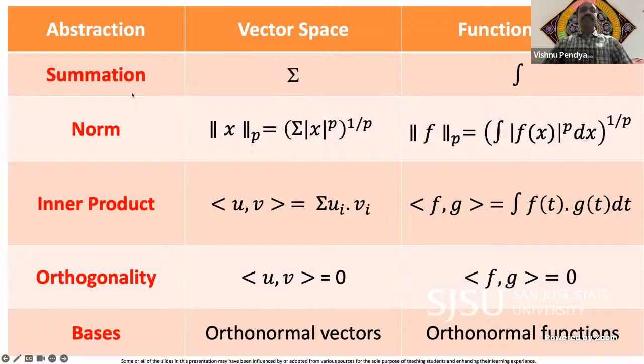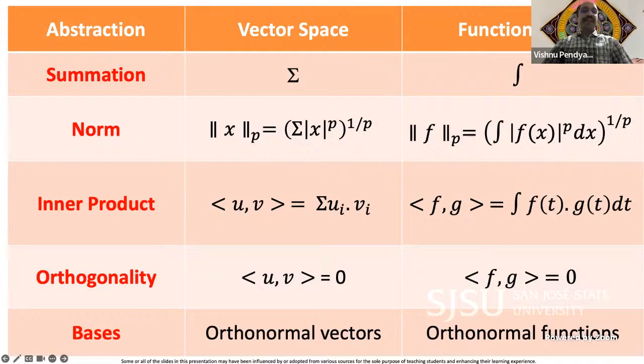Because a vector space is discrete and function space is continuous and infinite dimensions, summation in vector space is represented by sigma, and in function space becomes an integral. And norm in vector space is given like this. The pth norm is basically the pth root of the summation of the pth powers of the norm, right? The same concept applies to functions as well. Instead of the summation, we just replace it with an integral symbol.